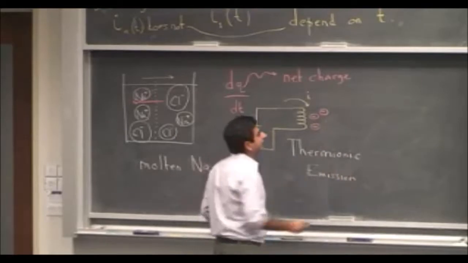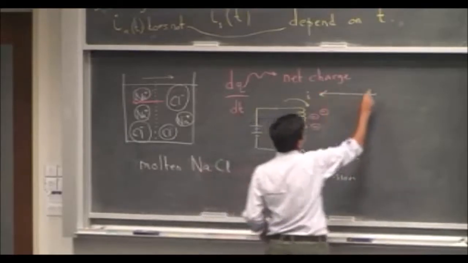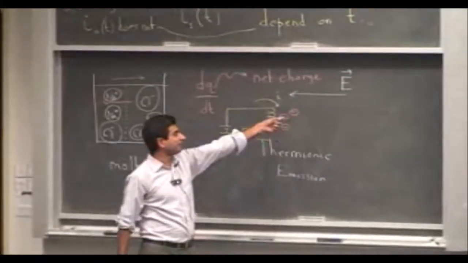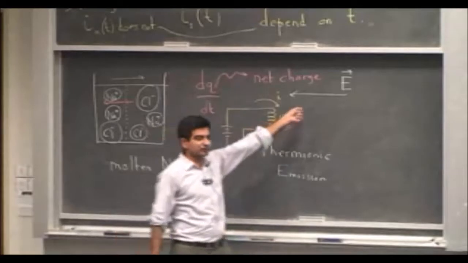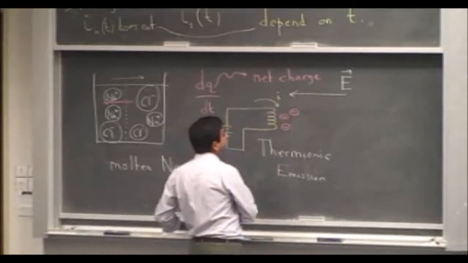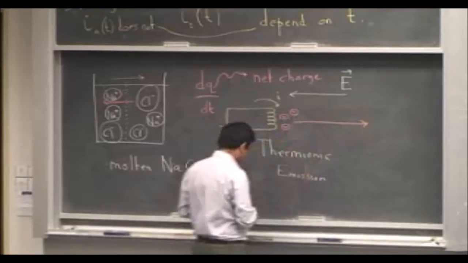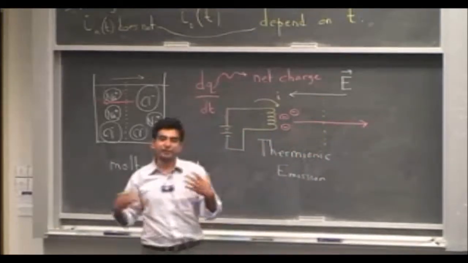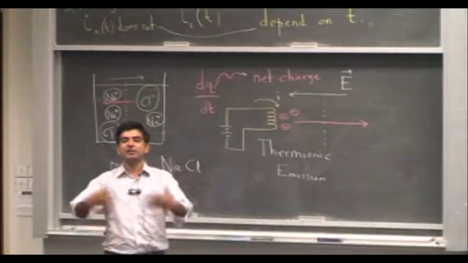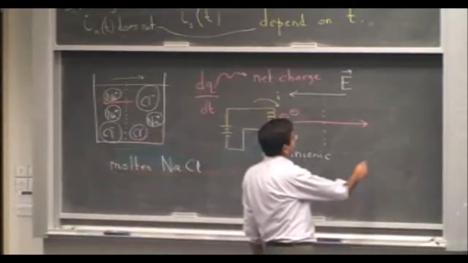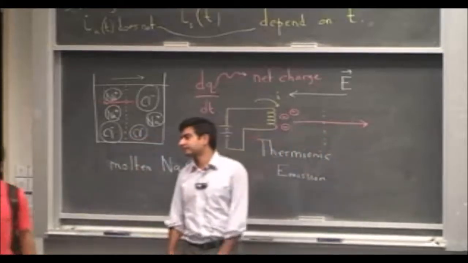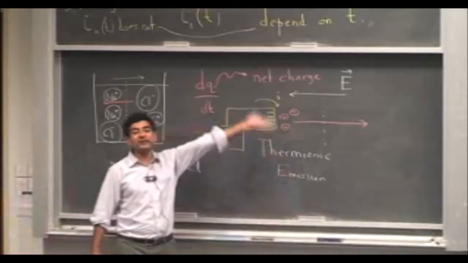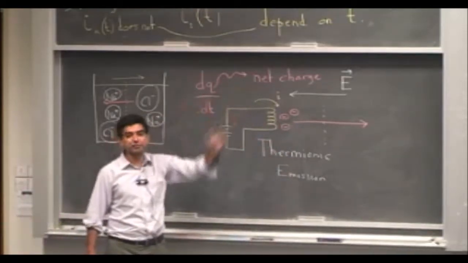And if there is an electric field pointing in this direction, these electrons will be accelerated. They will experience a force because of the electric field, and they will accelerate in this direction. And if I have a hypothetical surface, I count the number of electrons passing through this hypothetical surface per unit time, then that ratio will actually be the current. So now I have free particles that constitute a current.